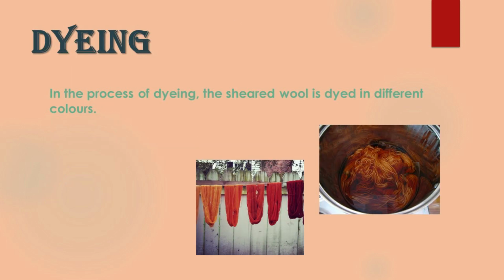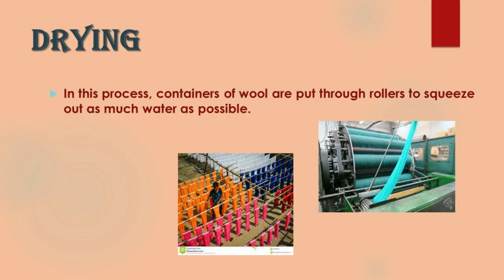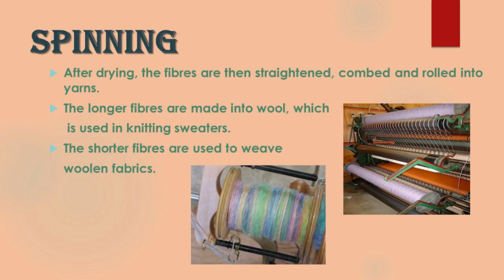Now for the dyeing, means coloring the wool. Since the natural color of sheep's or goat's hair is white, brown or black, the sheared wool is dyed in different colors. Then drying. In this process, containers of wool are put through rollers to squeeze out as much water as possible. Then at the end, spinning is done. In this process, the fibers are straightened, combed and rolled into yarns.